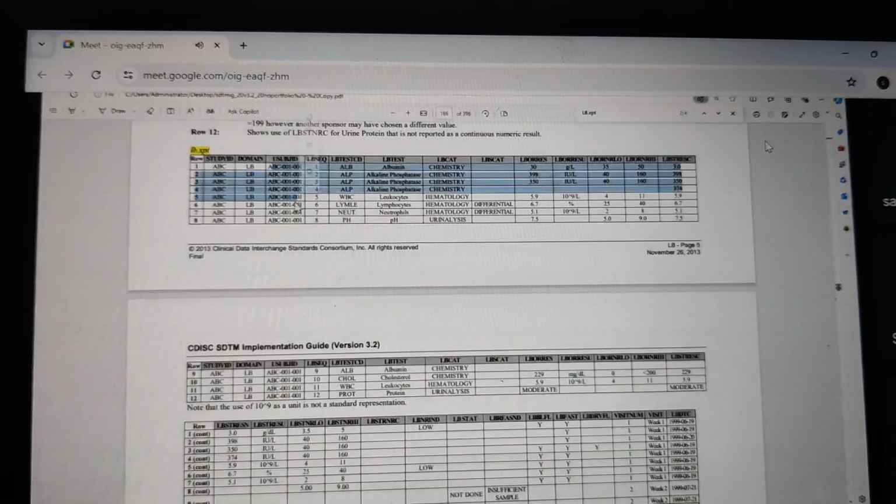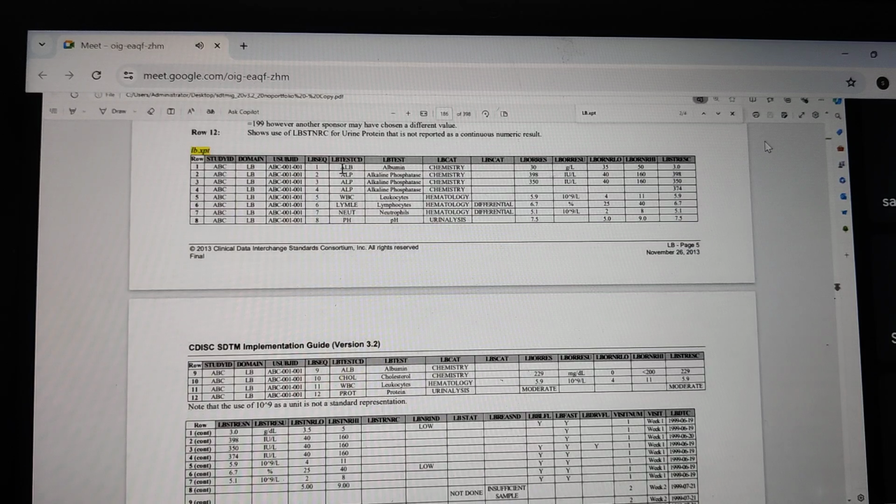So this is the subject and then sequence number, test. So LB test is albumin, and then this is the test code and then test name. Another LB test is alkaline phosphatase. Category is chemistry. If you can see, leukocytes and lymphocytes are hematology. The pH is urinalysis. And then LBSPEC, differential, and then LBORRES, you can see the numbers will come. So the results, units, results and the units, and then reference range indicator.